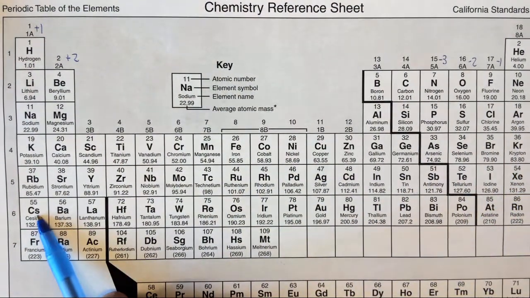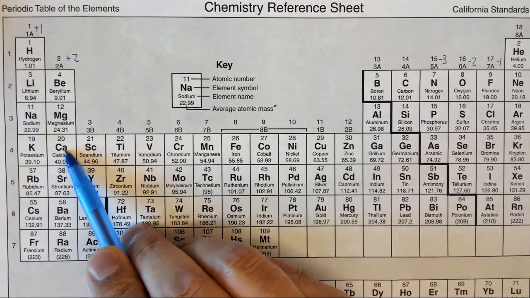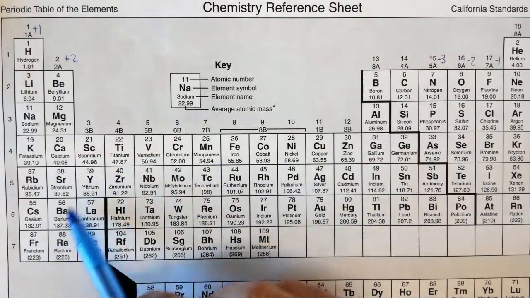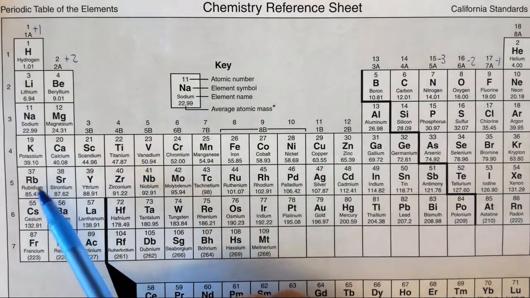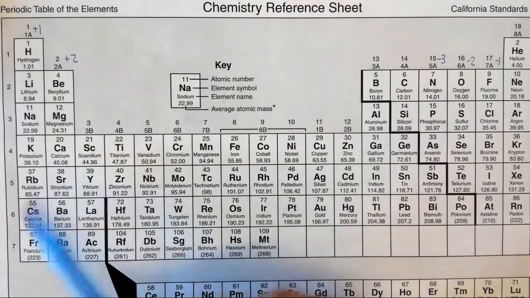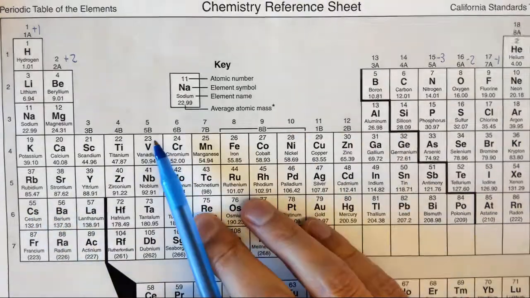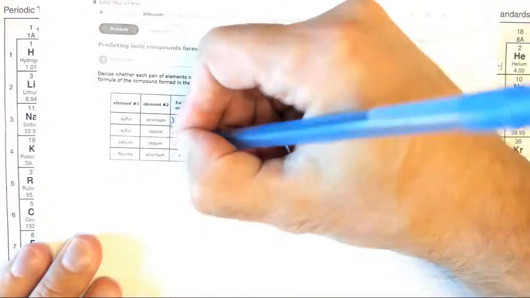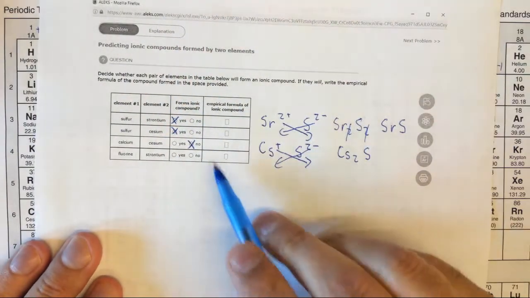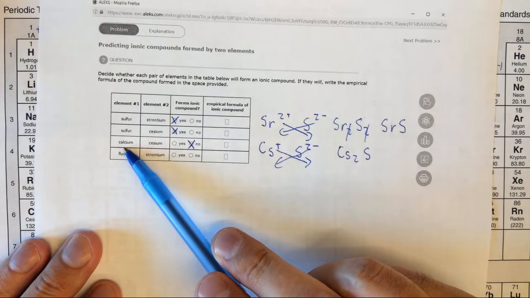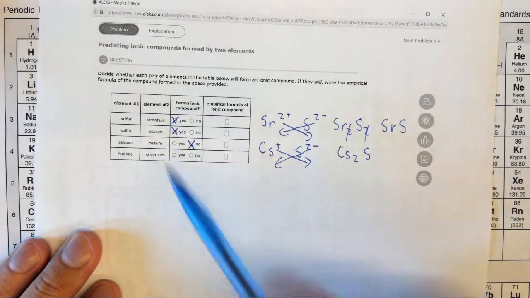Next one, we have cesium and calcium. Cesium is a metal, and calcium is a metal. Metals and metals will not form ionic compounds because there's nowhere for the electrons to go. Metals like to lose electrons. They like to lose those electrons to the nonmetals. They will not lose them to each other most of the time. So the answer here is no. They will never form an ionic compound between two metals.